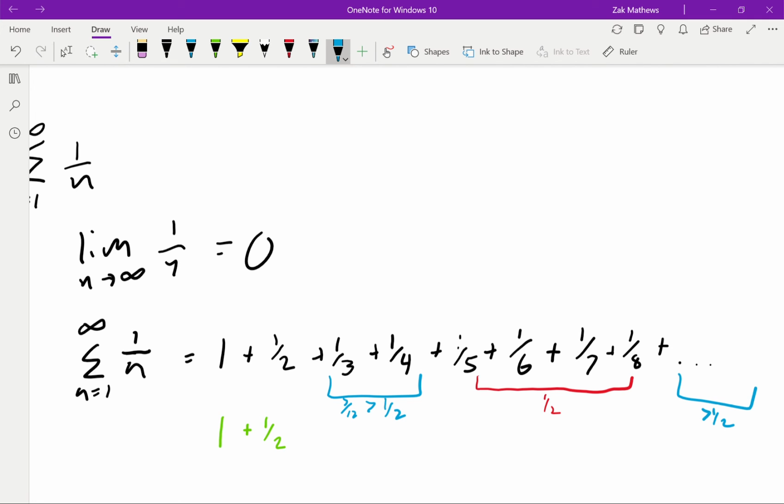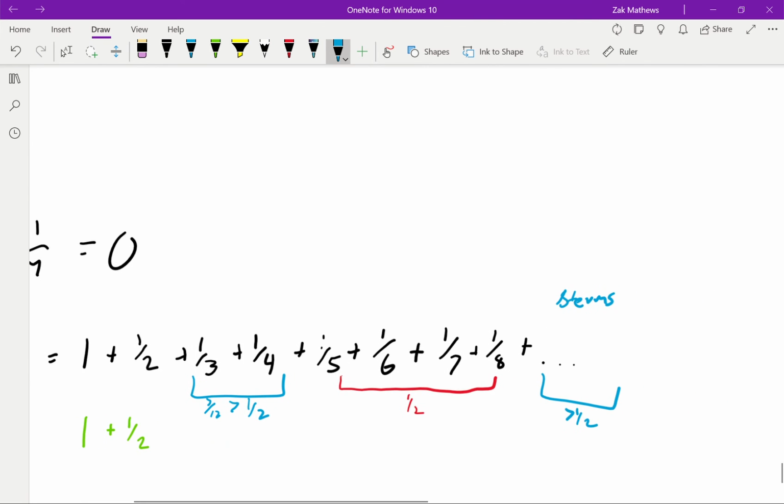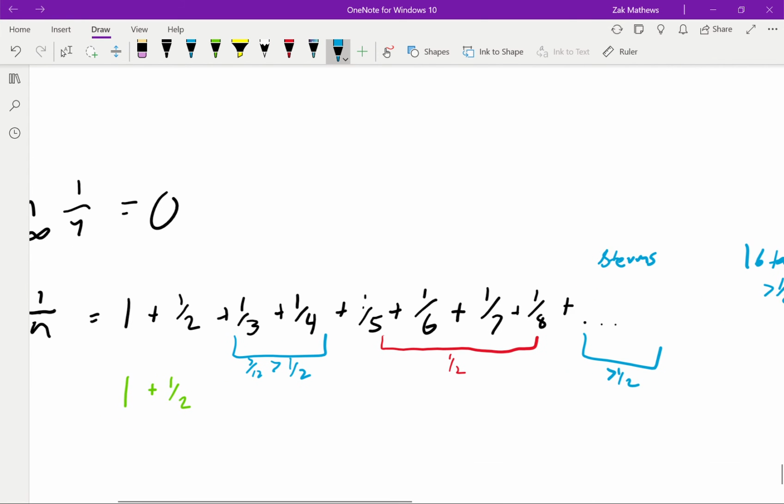So the next 8 terms would be greater than 1/2. And then the next 16 terms would be greater than 1/2. The next 32 terms, greater than 1/2. So the terms are definitely going to 0. These things are getting smaller and smaller. But what we see is that we keep adding 1/2.